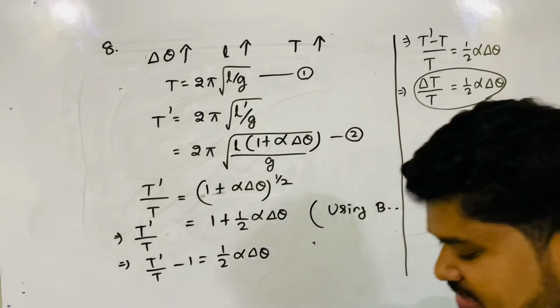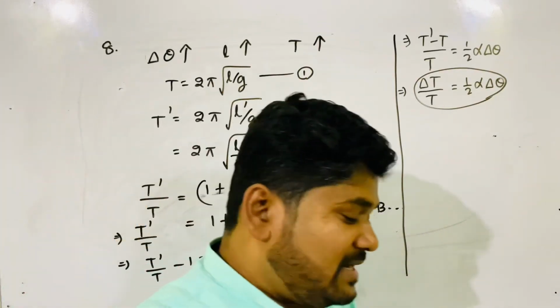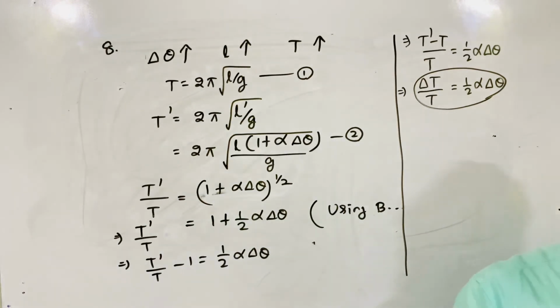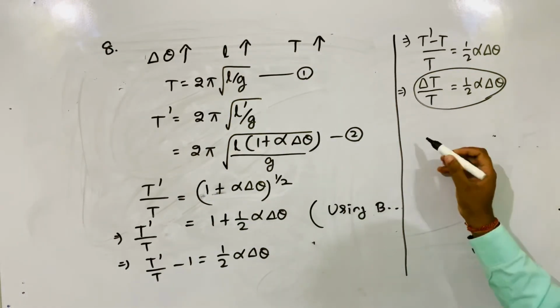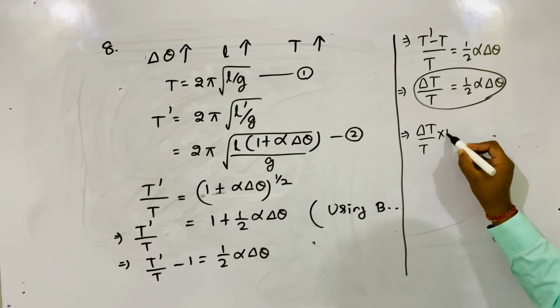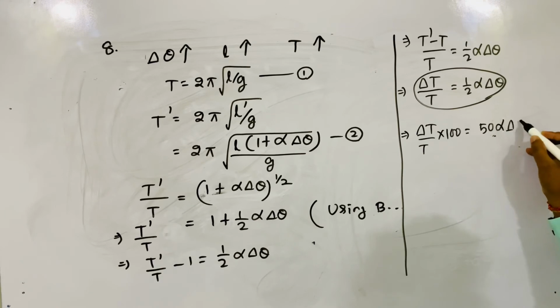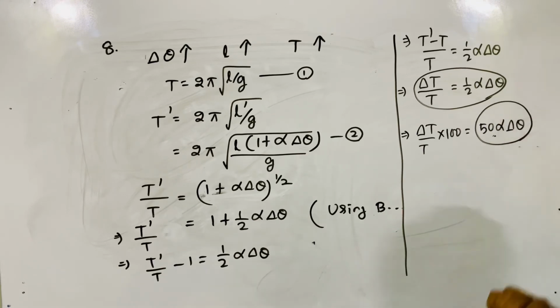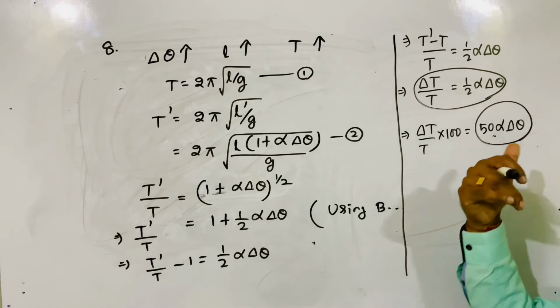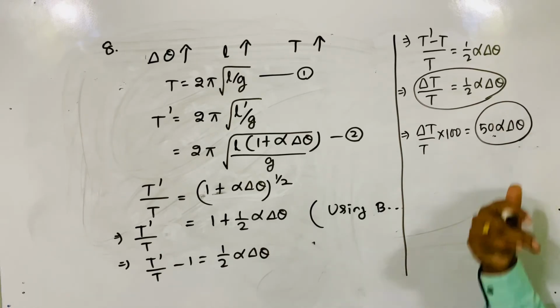You got one answer now: the fractional change in time period. But what will be the percentage change in time period? If I ask percentage change, then you do del T by T into 100. If you multiply 100 here, you will get 50 alpha delta theta. This is the percentage change in time period. You can also remember this formula to solve the MCQs. 50 alpha delta theta.